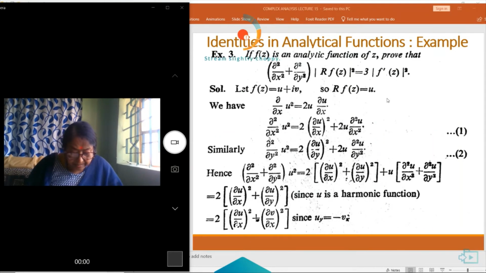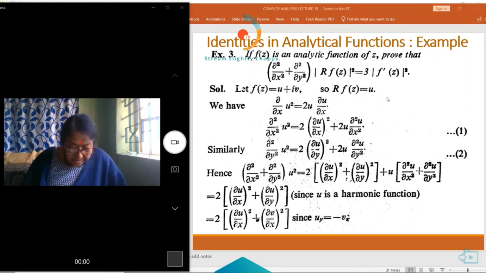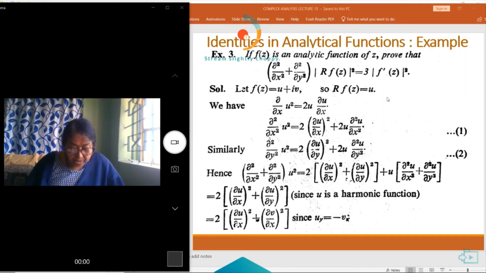Now, another example. If f(z) be any analytic function of z, prove that del 2 by del x square plus del 2 by del y square of modulus of real part of f(z) the whole square is equal to 2 times modulus of f dash z the whole square. Let f(z) is equal to u plus iv.